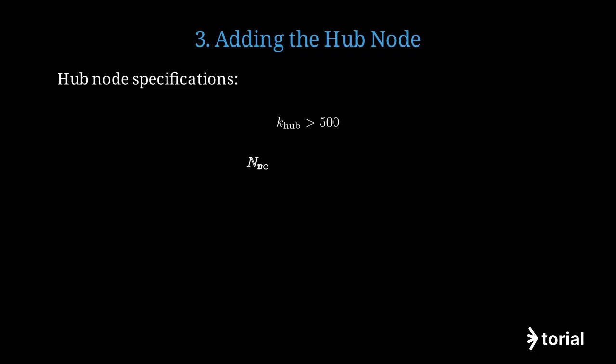Now let's see what happens when we add a single high-degree hub node. We add one node with degree greater than 500, connecting to over 500 other nodes. The hub degree is greater than 500 connections. Our network now has 10,001 nodes total.